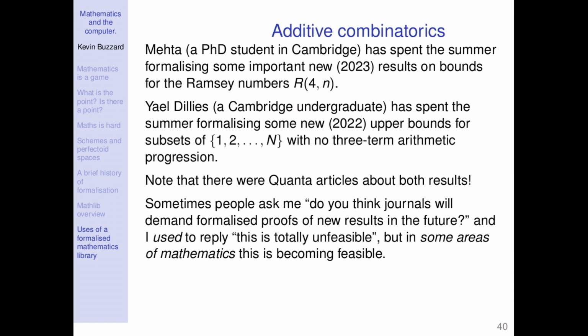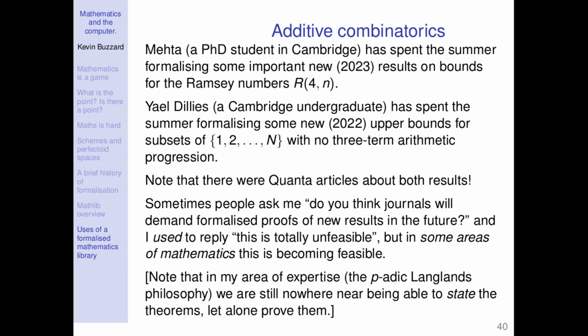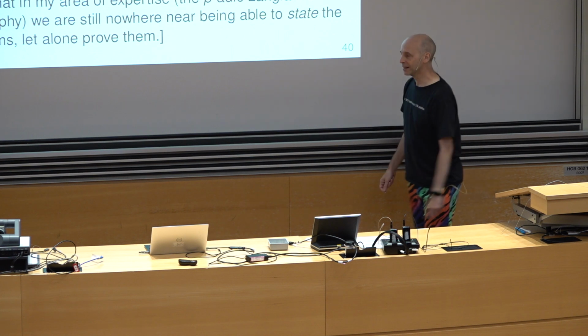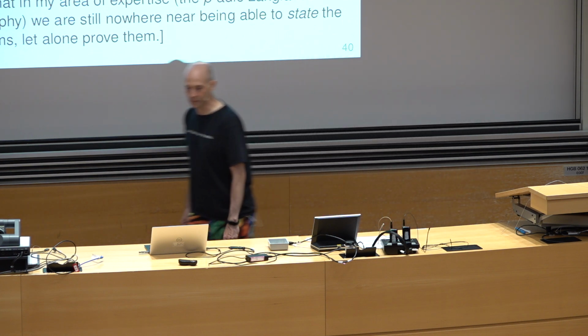These are single author projects that are running over 3 months. They're not 12 author projects that were running over 6 years, like was happening 15 years ago. But I should say that in my area of mathematics, the p-adic Langlands philosophy, we still can't even state the questions. You take a modern paper in the p-adic Langlands philosophy, and we haven't even yet got the definitions to state the theorems, and you can't prove the theorems until you've stated them. So there are some areas of maths where we still have a huge amount of work to do.